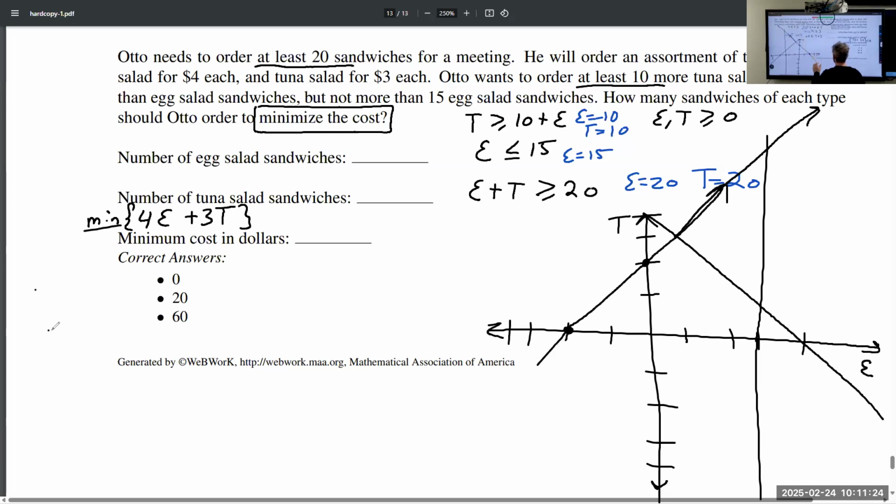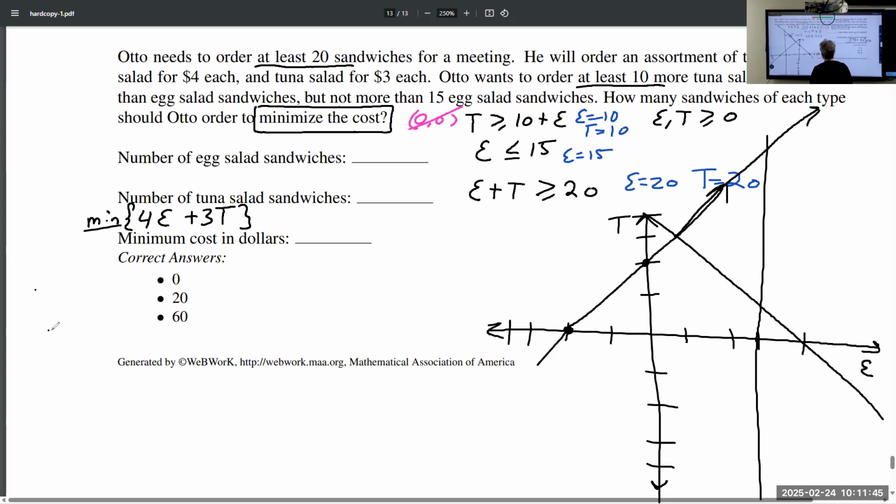I think we're in that top region, but let's look. So does 0, 0 work? This is how I tell where I'm at. So if tuna is 0 and this is 0, 0 is not greater than 10. So we need 0, 0 does not work.